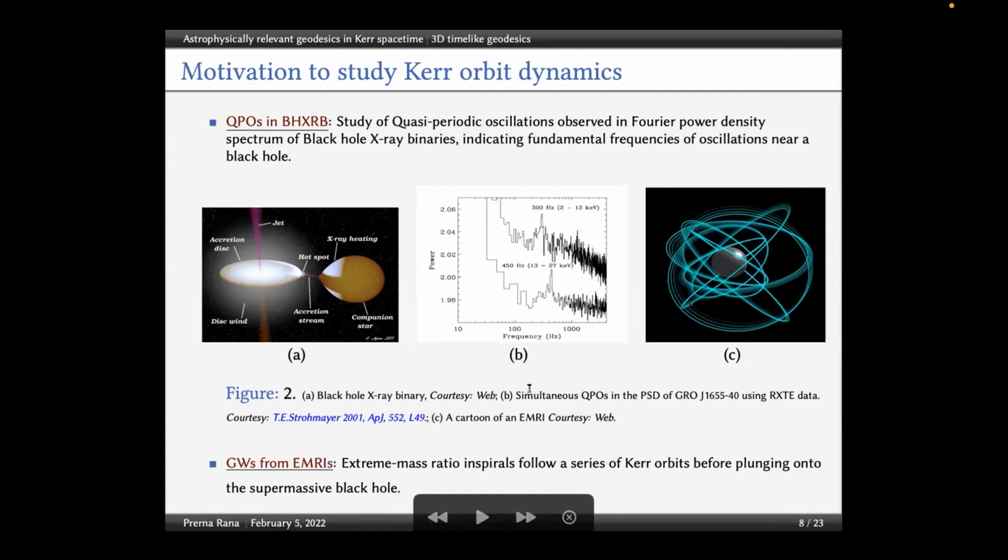Another astrophysical implication is the study of extreme mass ratio inspirals, where a compact object is spiraling onto a supermassive black hole, and it actually follows a series of Kerr orbits before plunging onto the black hole. Hence, it's important to know the solution for these Kerr orbits. On the left-hand side, I have just shown a cartoon picture of an X-ray binary where a black hole is accreting mass from a typical main sequence star, which actually shows this kind of power spectral density.